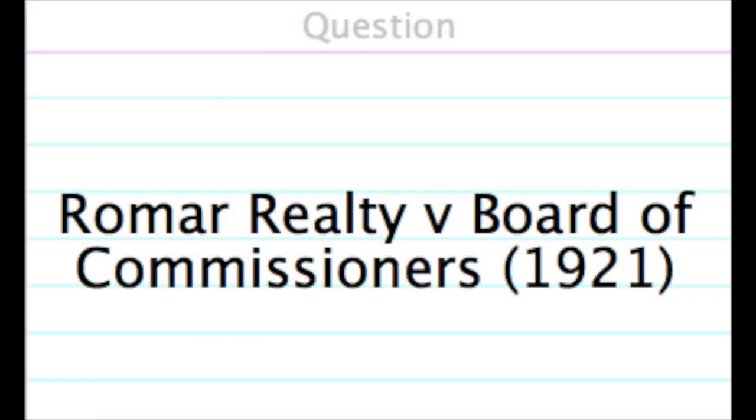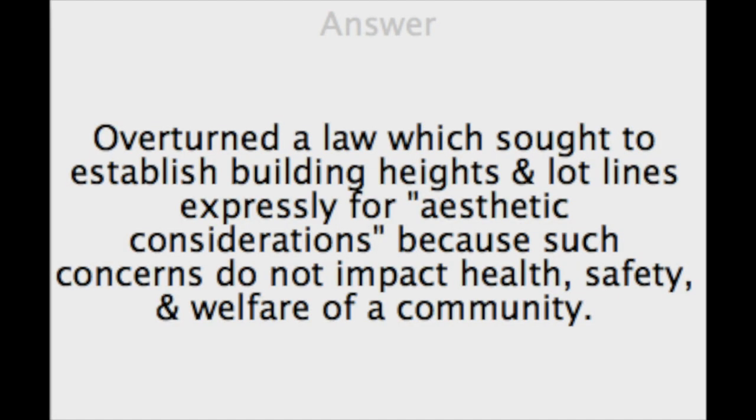1921 was Romar Realty versus the Board of Commissioners. This case overturned a law which was aimed at setting building heights and setback lot lines solely for aesthetic considerations because they did not affect the health and safety and wellness of the public. It was found that the county commissioners were not able to impose those lot lines.